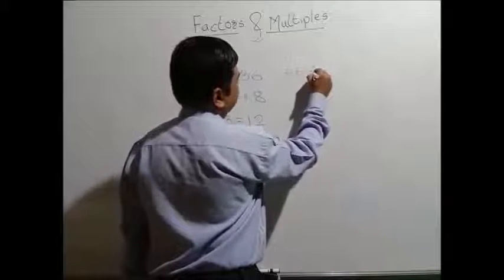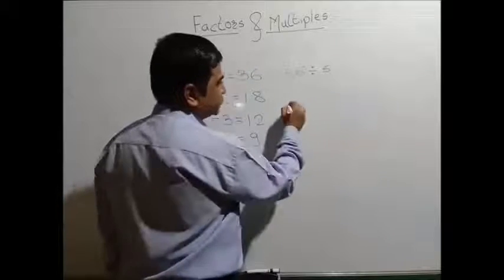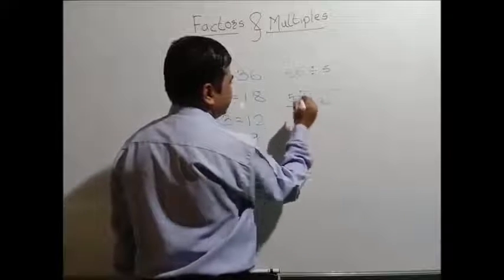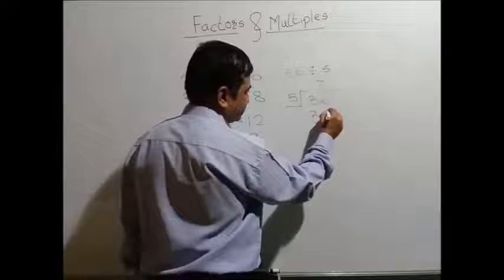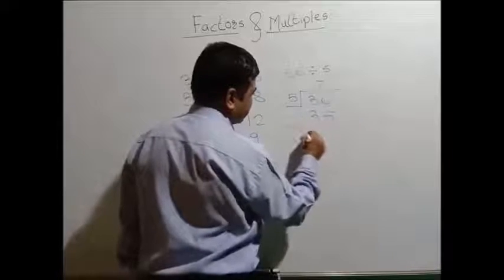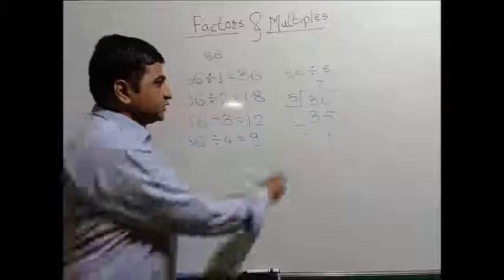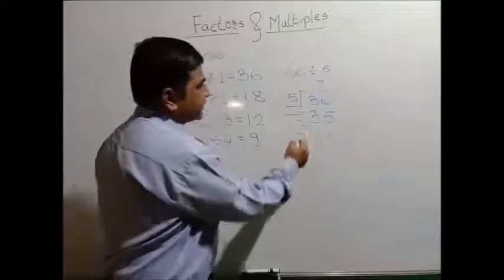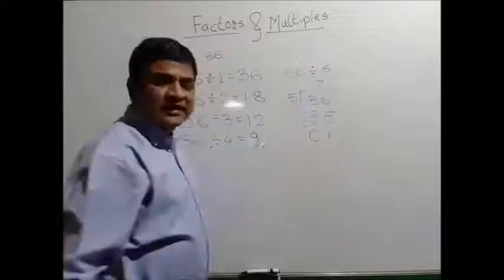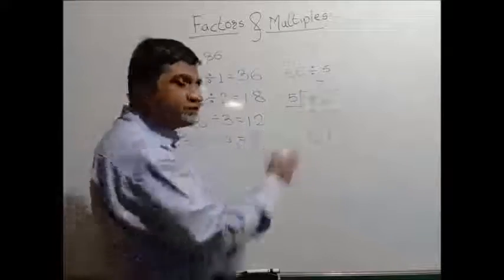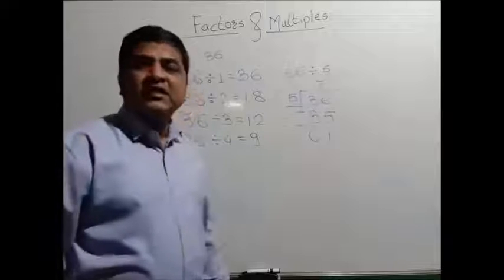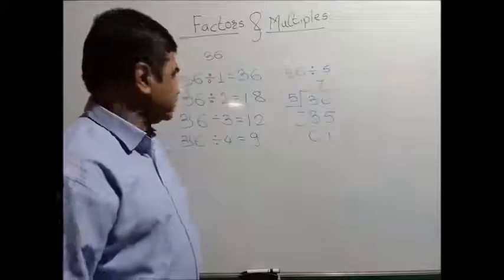36 divided by 5. If I carry out division by the regular method, I will find that 5 7s are 35 and we will get the remainder as 1. So can you perfectly or exactly divide 36 by 5? No. So 5 cannot be said to be a factor of 36.